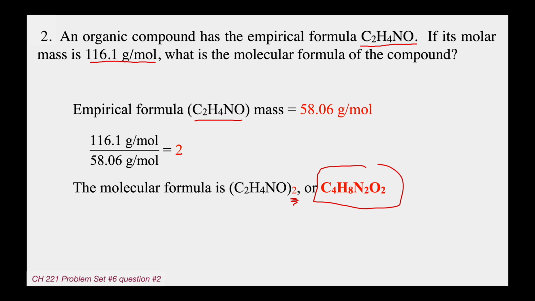So again, find the empirical formula's molar mass: 2 carbons, 4 hydrogens, a nitrogen, and an oxygen. You'll compare that number to the molar mass of the whole thing. Bigger number on the top, smaller number on the bottom. You're always going to get a whole number, and that whole number is what you multiply the empirical formula by to get the molecular formula. If the ratio would have been 1, then the empirical formula would have been the molecular formula as well, and that does happen for things like water. But in this case, we multiplied the empirical formula by 2 to get the molecular formula.